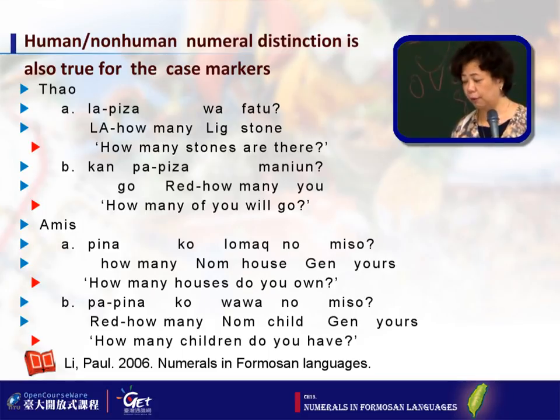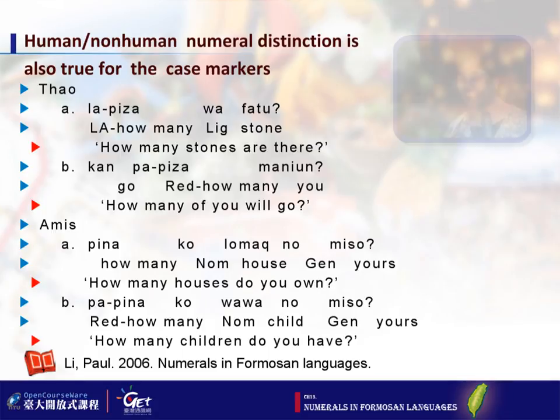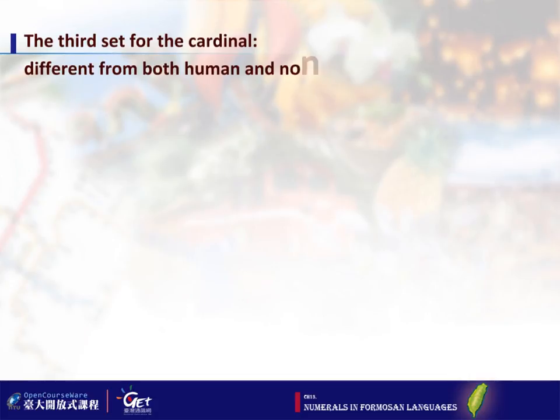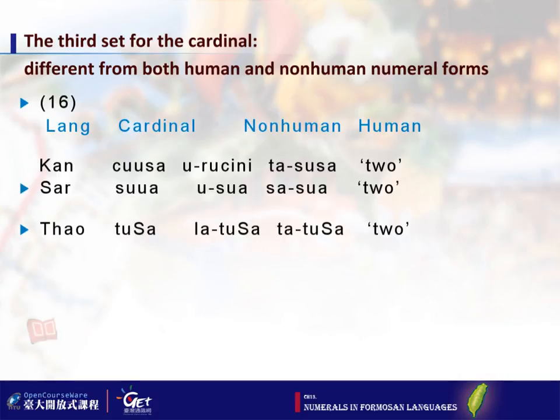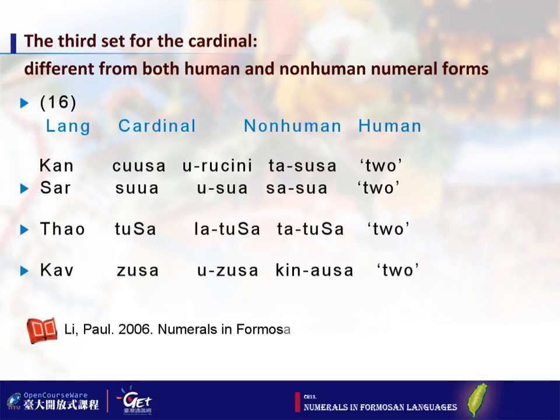So the numerals for humans are more marked in the sense that you would assign a different prefix to mark the noun. Okay, this is why numerals for humans are more marked. When we talk about the human and non-human numerals, we have these two columns here. The human is more marked because you have a different prefix here. But the third set is for the cardinal. They also have another set for the number. So it's very complicated in these languages.